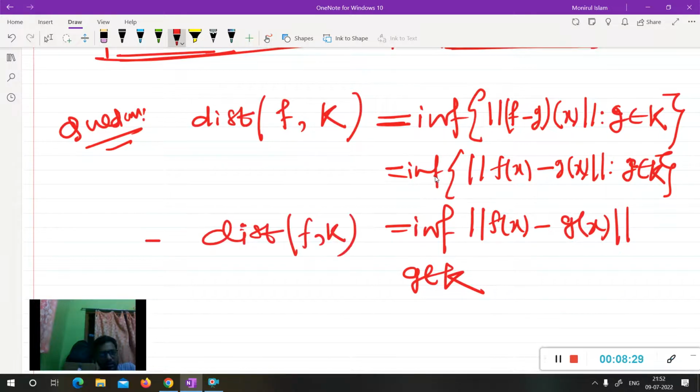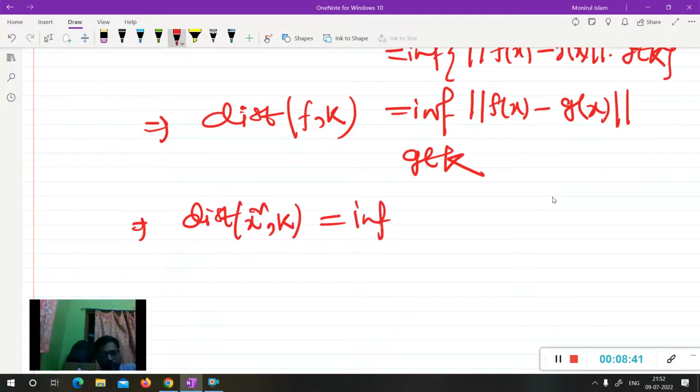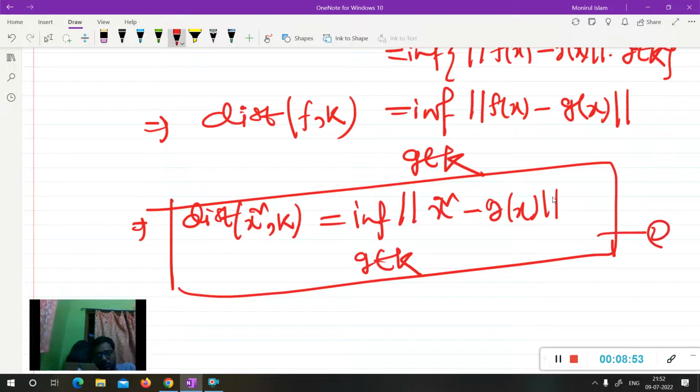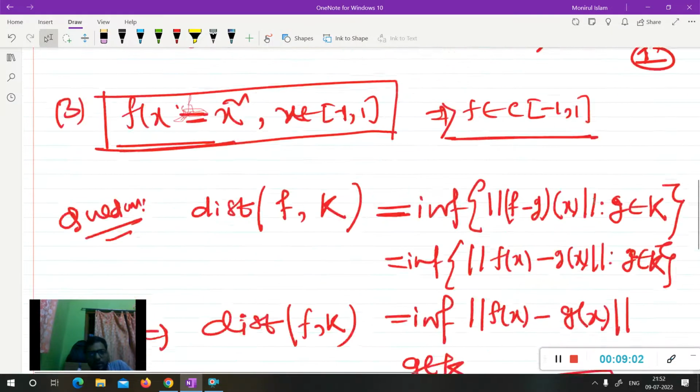Now here F is given as x square. So you have to place x square in place of F. The distance between x square and K is nothing but the infimum of the norm of x square minus G(x), where G belongs to K. Name it 2. You have to find this part, and this is your required answer. So now I find the distance.